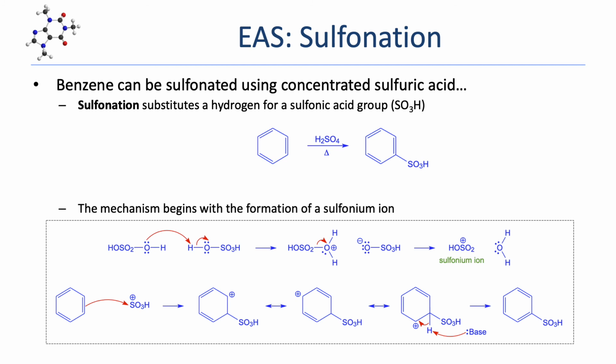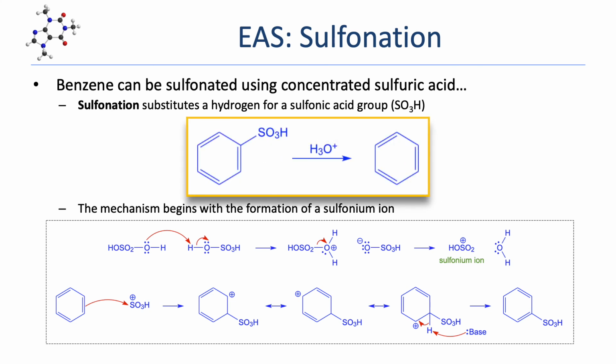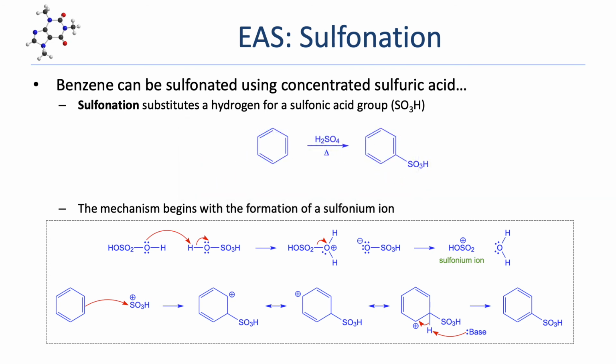The EAS sulfonation reaction is sensitive to the concentration of sulfuric acid used. The sulfonic acid group can actually be removed using dilute sulfuric acid. The ability to introduce and then later remove a sulfonic acid group from a benzene can actually be synthetically useful. The sulfonic acid group can be used to temporarily influence the regioselectivity of other EAS reactions in a multi-step synthesis.